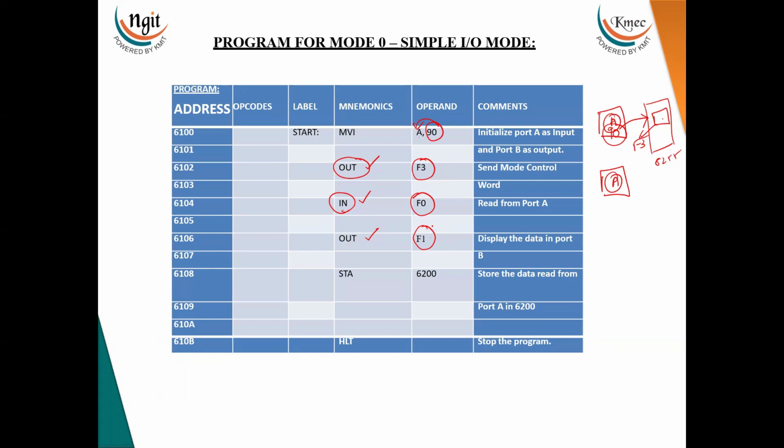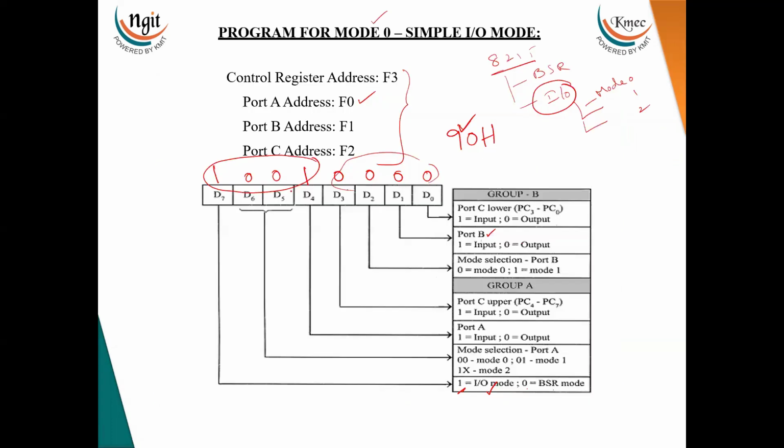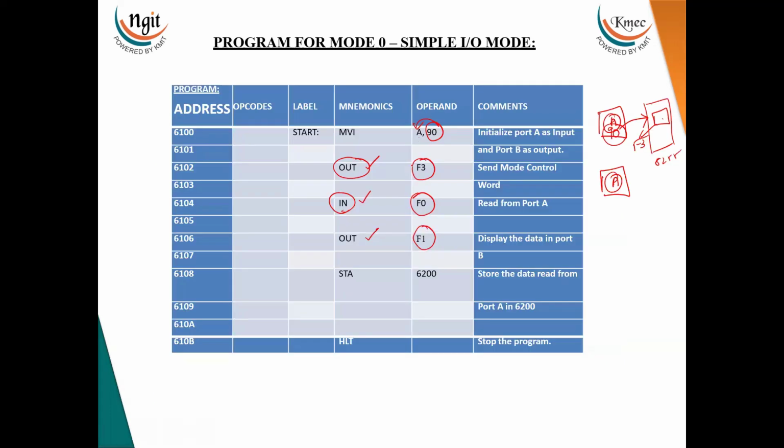Now instead of sending the data to port B, if you wanted to send the data to port C, anyway, in the control word we made port C also an output port. So the same control word you can use for sending the data to output port C. Here you have to use the port C address.